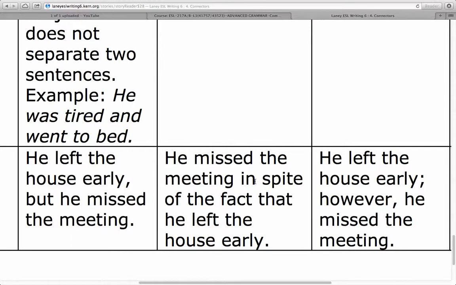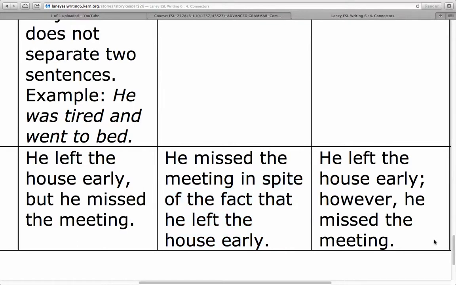Here I'm going to do this as an adverbial clause with a subordinator. And my subordinator that I'm using is in spite of the fact that. Okay. He missed the meeting in spite of the fact that he left the house early. And you can see there's no comma because my subordinator is in the middle. I can also put this at the beginning, and then I would say, in spite of the fact that he left the house early, comma, he missed the meeting. And this, in spite of the fact that he left the house early, that is an adverbial clause.